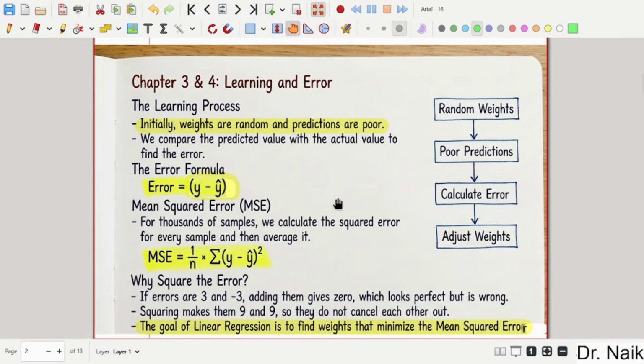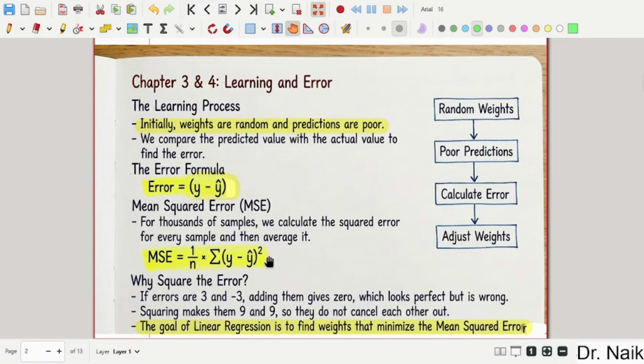The learning process is, initially we choose the weights randomly, so our errors or predictions are also poor. So we compare the predicted value with the actual value to find the error. An error is calculated by the formula y minus y hat, where y is the actual value and y hat is the predicted value. Mean squared error means for thousands of samples, we calculate the squared error for every sample and then average it. That is, MSE = 1/n times the summation of (y minus y hat) squared, where n is the total number of samples.